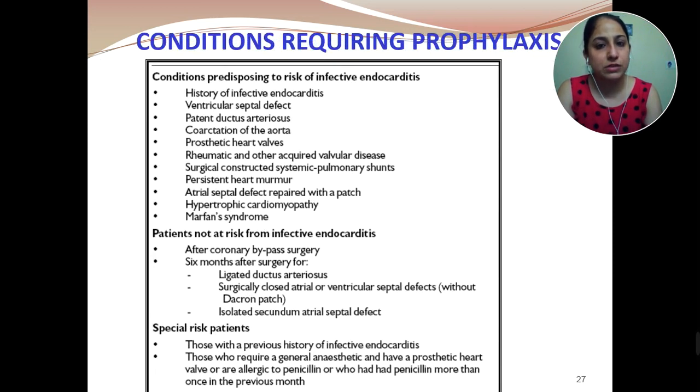These are a few of the systemic conditions which require antibiotic prophylaxis, which could be any of the congenital disorders. Patients not at risk from infective endocarditis are after coronary bypass surgery and 6 months after the surgery when the patient is asymptomatic. And special risk patients are those who have a previous history of infective endocarditis, who require general anesthetic and have a prosthetic valve.